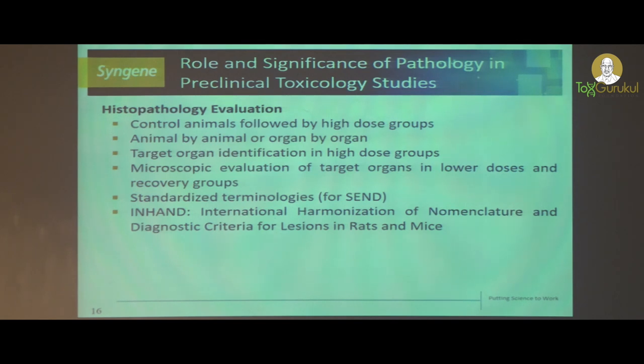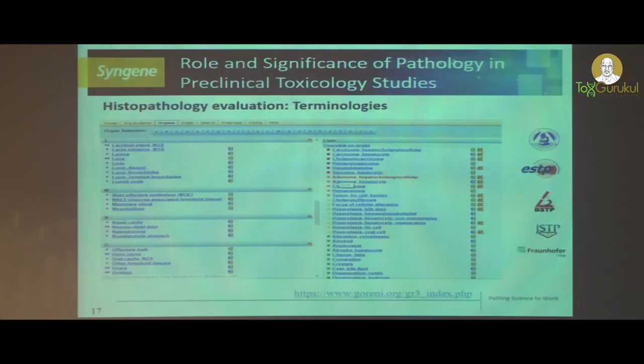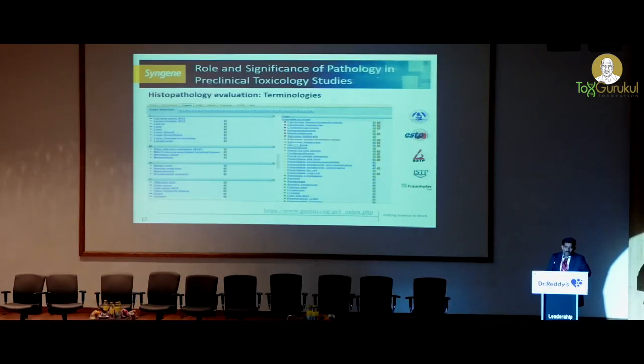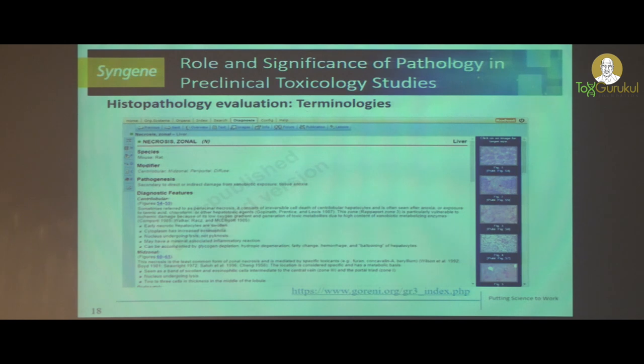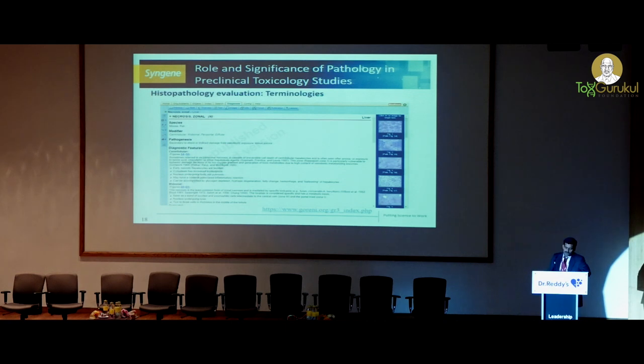INHAND is the International Harmonization of Nomenclature and Diagnostic Criteria for rats and mice. This guidance was developed by the societies of toxicologic pathology across the globe. For each and every organ, the diagnostic terminologies are defined and listed on the website, and the terminologies are published as well. So the information is available to the pathologist. Pathologists refer to this guideline for using the appropriate terminologies in a non-clinical study. It not only lists the terminologies, it gives the diagnostic criteria for each and every finding, and the differential diagnostic criteria. So this is a very useful tool for the pathologist to record the findings.